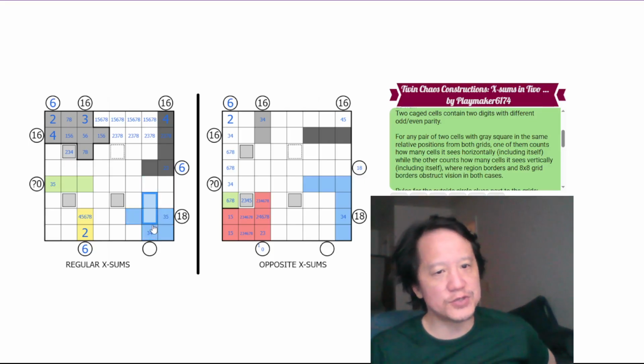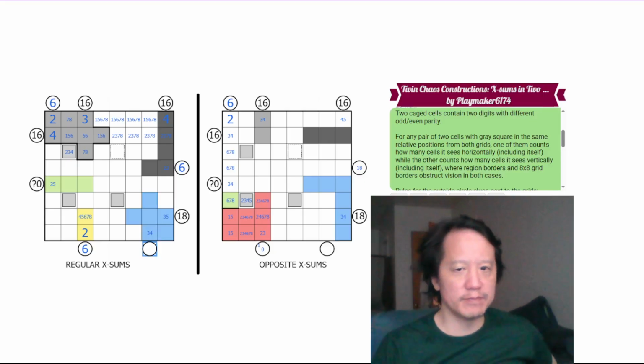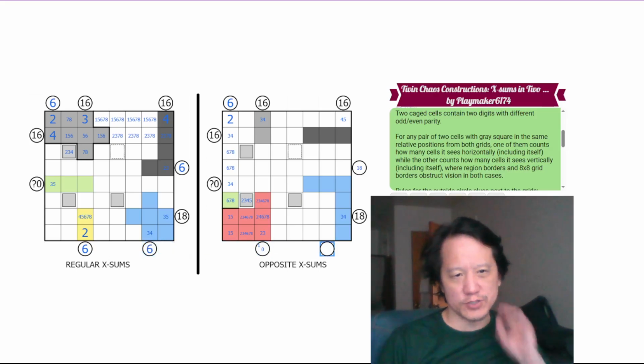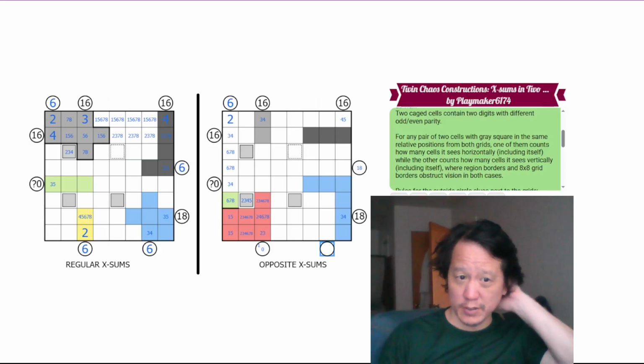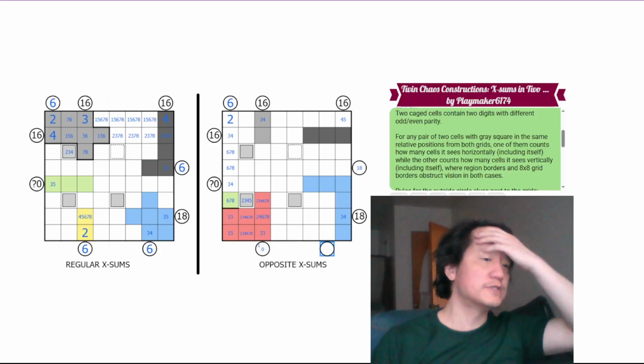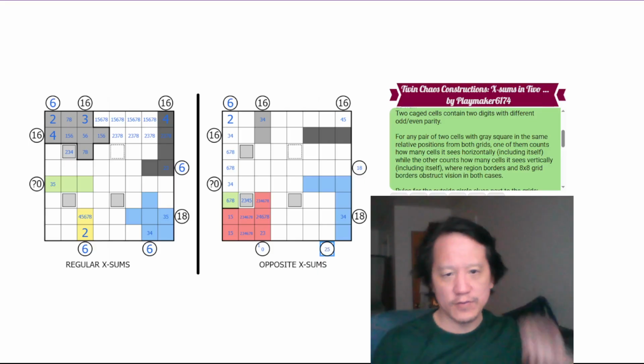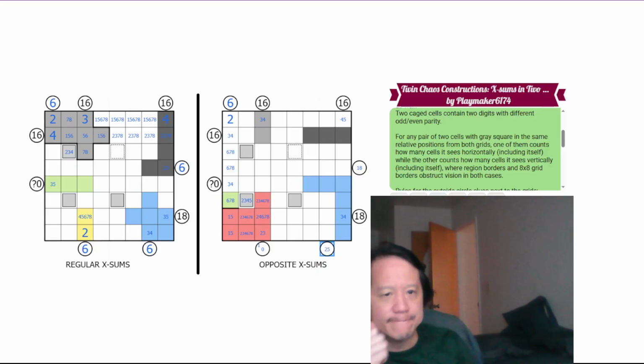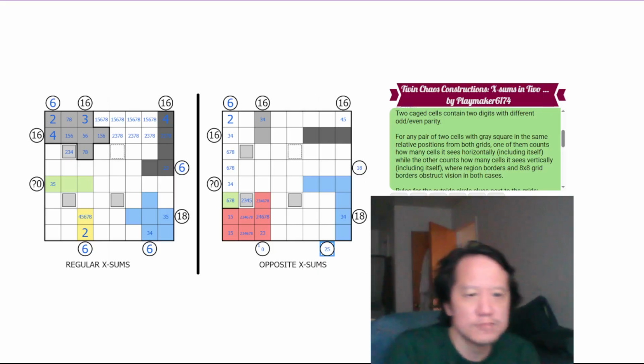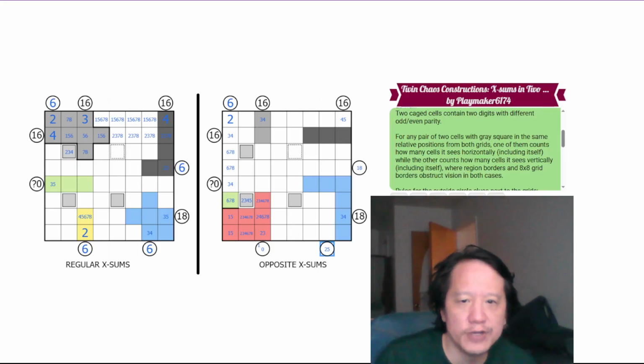This is at least 3 digits. So this has to be at minimum 6. It could be up to 4 digits, which means its maximum is quite big. 4, 6, 7, 8 is 25. Okay. We do know there is a boundary here.